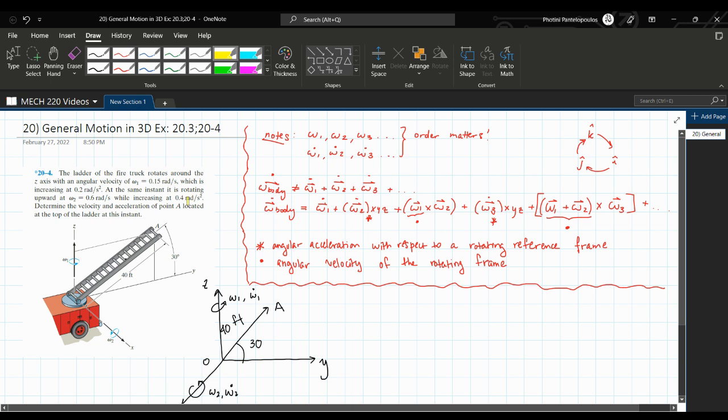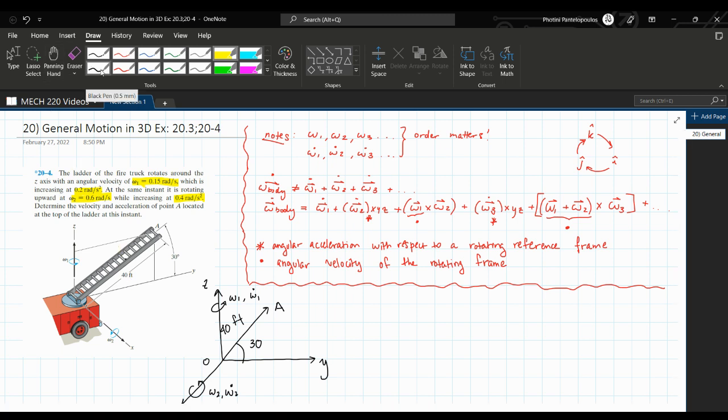The ladder of the fire truck rotates around the z-axis with an angular velocity of 0.15 rad per second, which is increasing at 0.2 rad per second squared. At the same instant, it is rotating upward at 0.6 rad per second, while increasing at 0.4 rad per second squared. Determine the velocity and acceleration of point A, located at the top of the ladder at this instant.